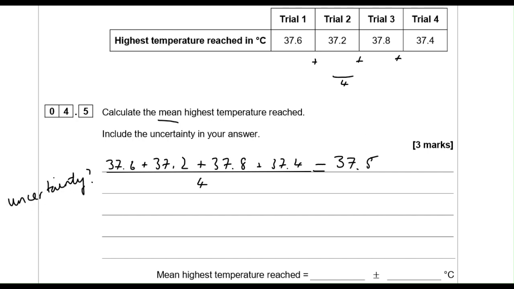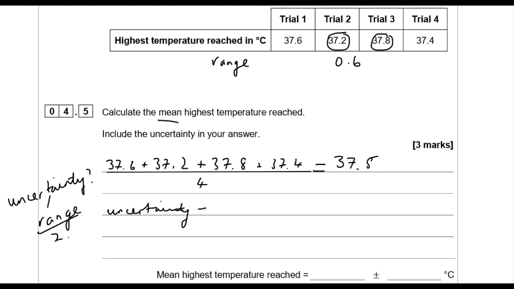So what about the uncertainty? Well, in this type of calculation, the uncertainty is the range of the results divided by 2. So we're looking for the highest and the lowest. If we go up to the table, the highest result is 37.8 and the lowest is 37.2. So we work out the difference between those two, which is 0.6. Divide that by 2 and you end up with an uncertainty of 0.3.